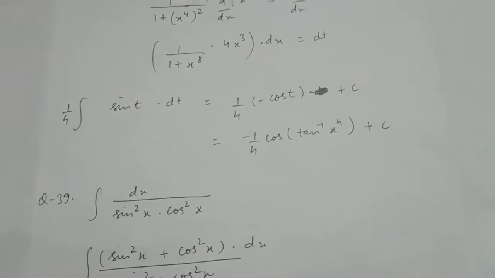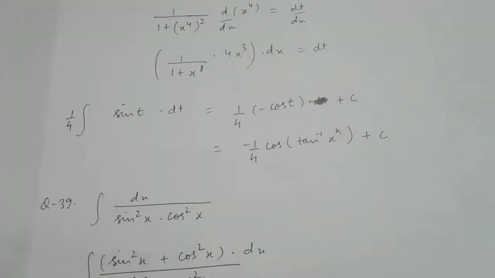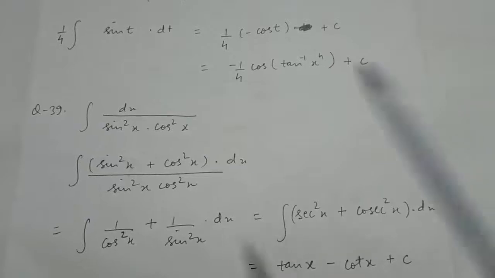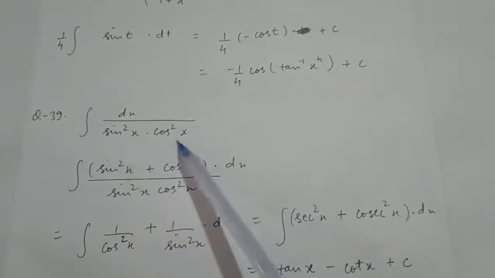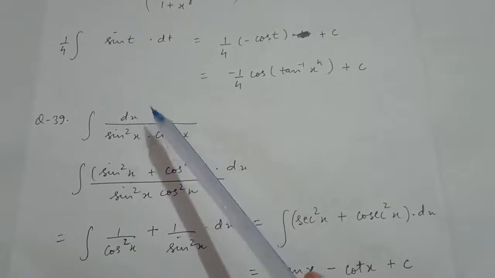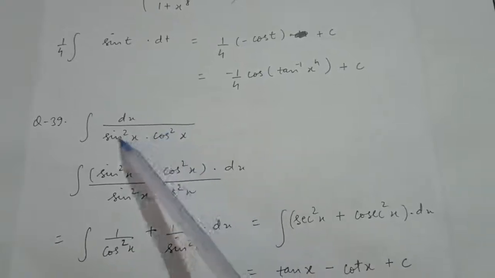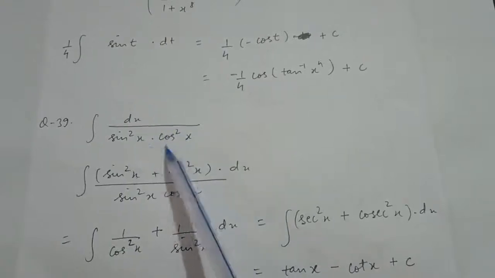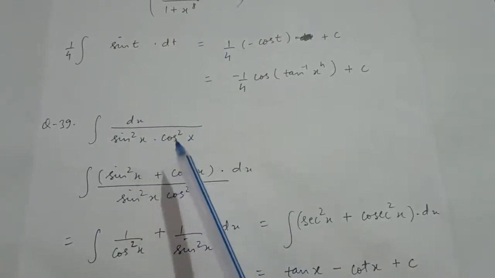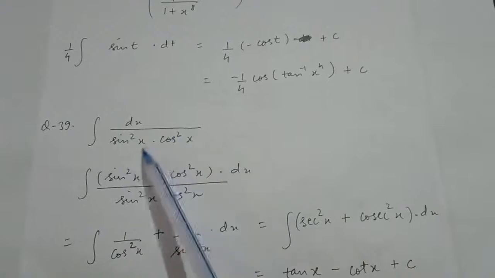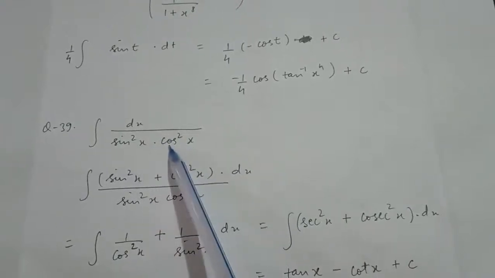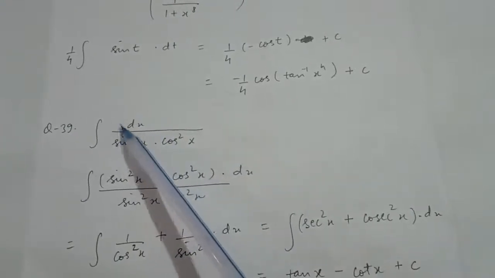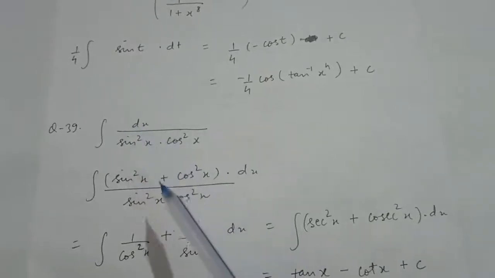So before substituting, first observe what is the function given. Now question number 39 is the integral of 1 upon sin^2 x cos^2 x dx. Now see, to integrate this, we have to make some changes in the function, because we cannot take any term as equal to t. Because if you take this denominator as equal to t, then there does not exist any term in the numerator, right?